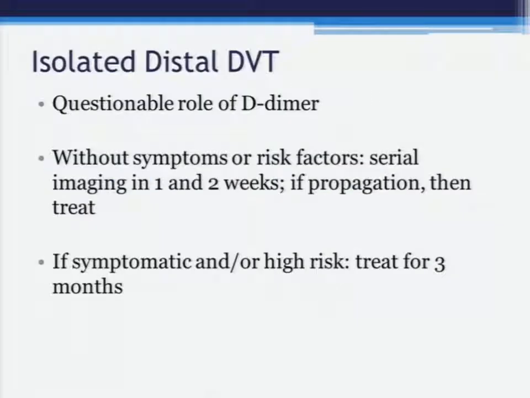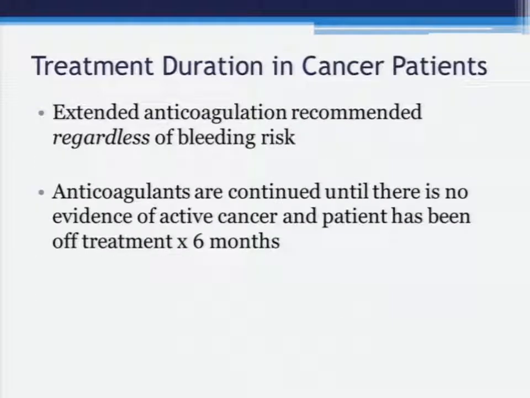All right. So isolated distal DVT, there's a questionable role of D-dimer. Without symptoms or risk factors, you can do serial imaging in 1 to 2 weeks. Most clots, if they're going to propagate, will propagate within a 2-week time. And then you can treat them if they end up coming back. Now, if they're symptomatic or they're high risk, you treat for 3 months' time.